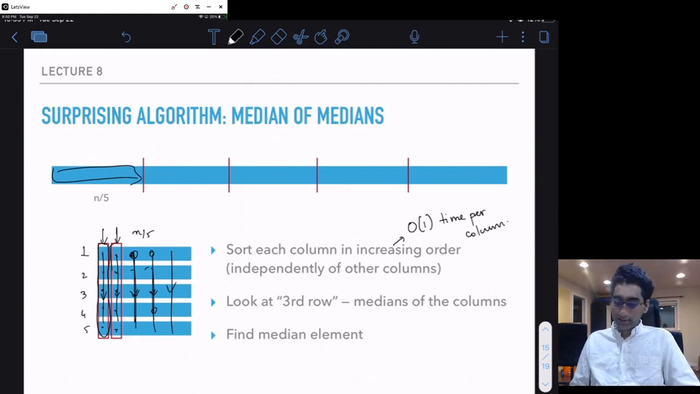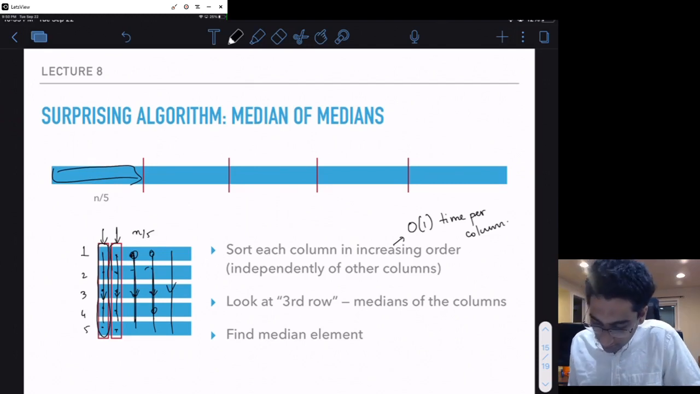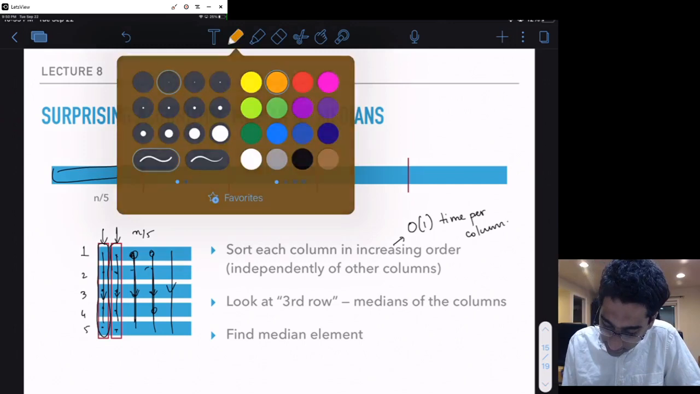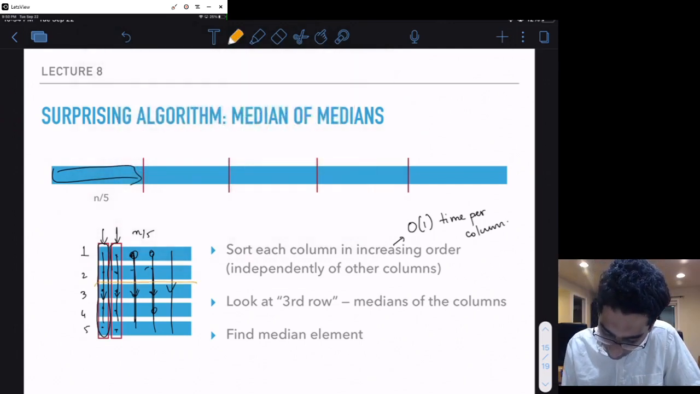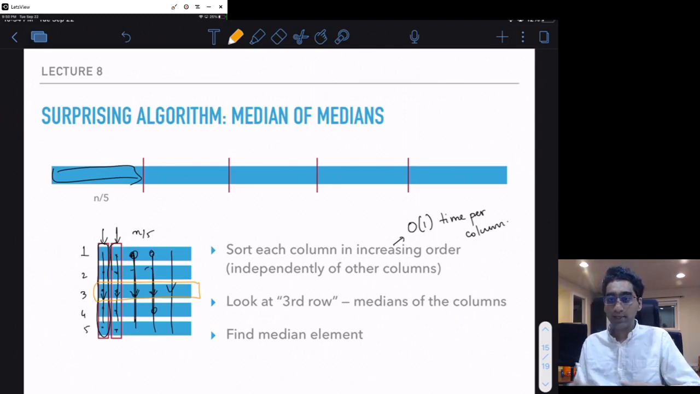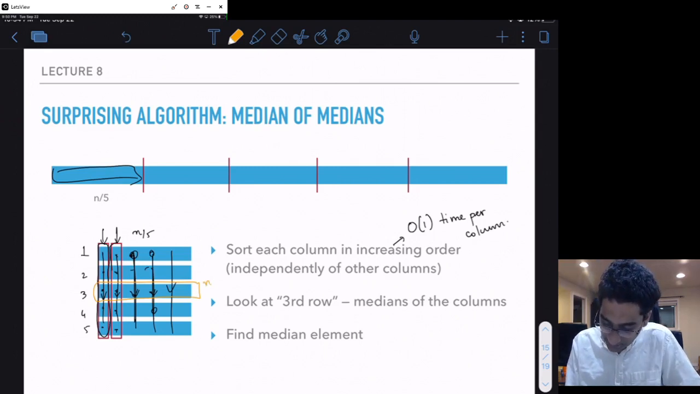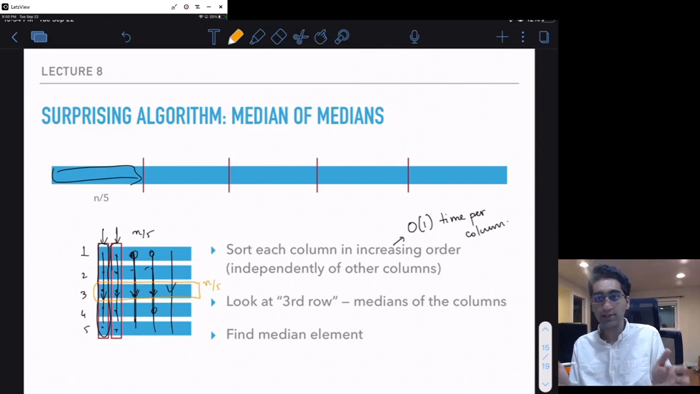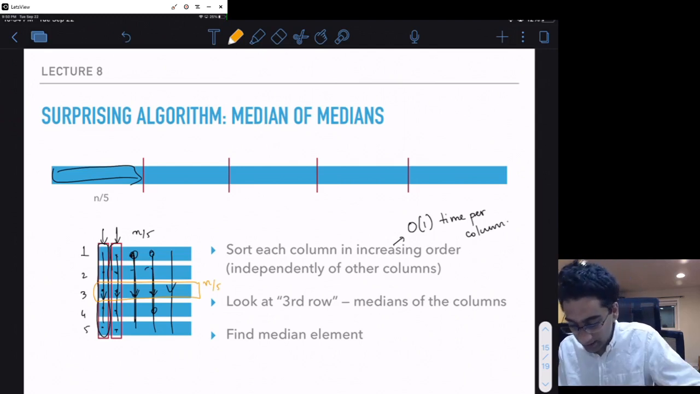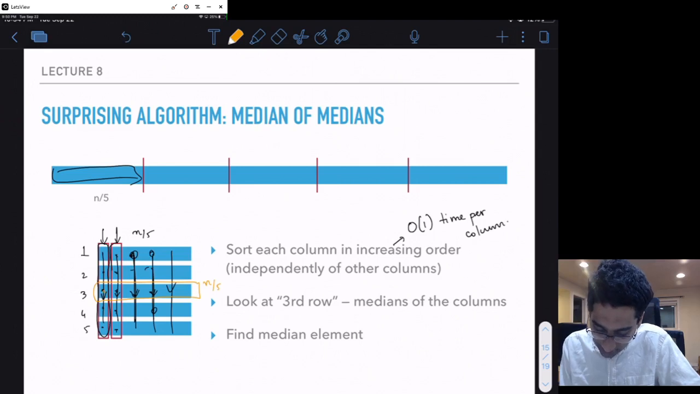Now the key thing is, after you've done this, let's look at the middle row. How many elements does it have? Of course, it only has n by 5 elements because you didn't mess with the matrix. These are the middle elements of each column, so they are in some sense the median of every column.